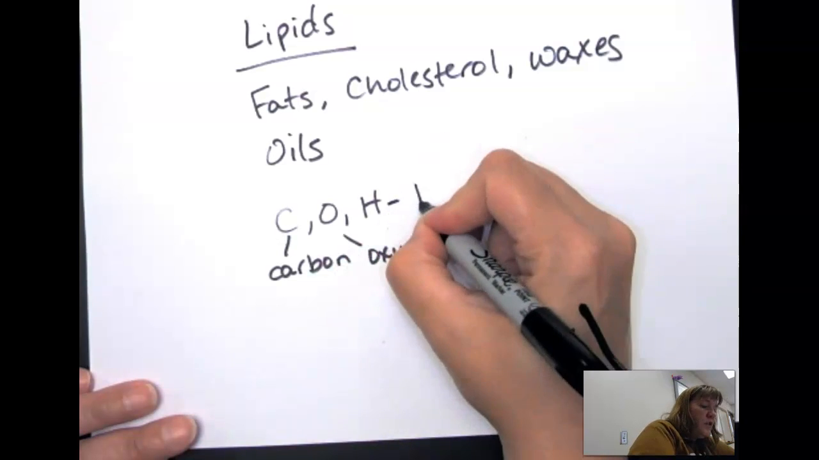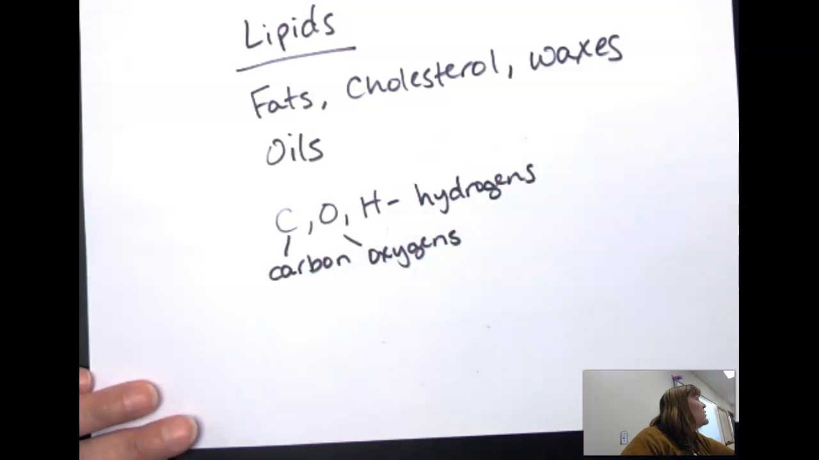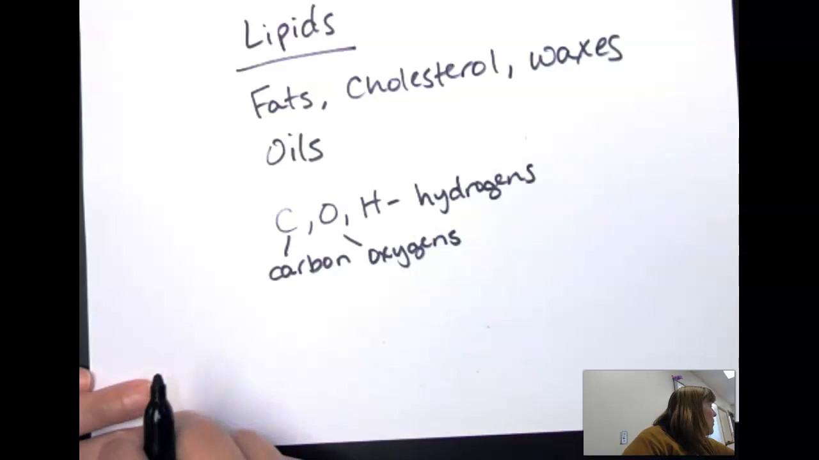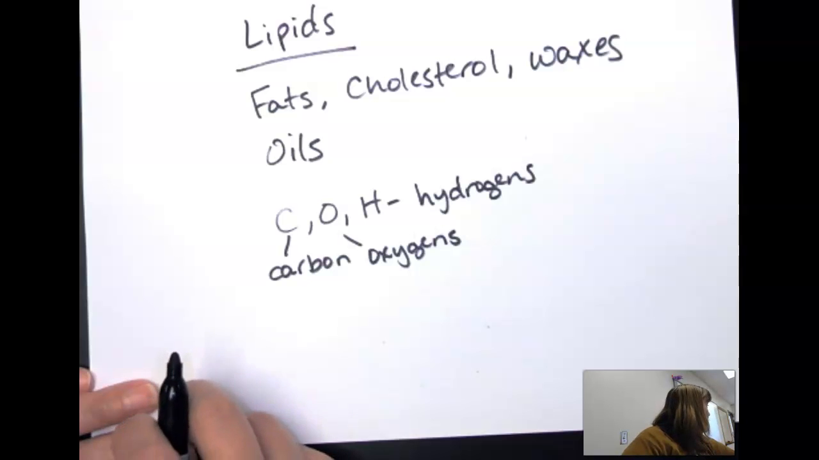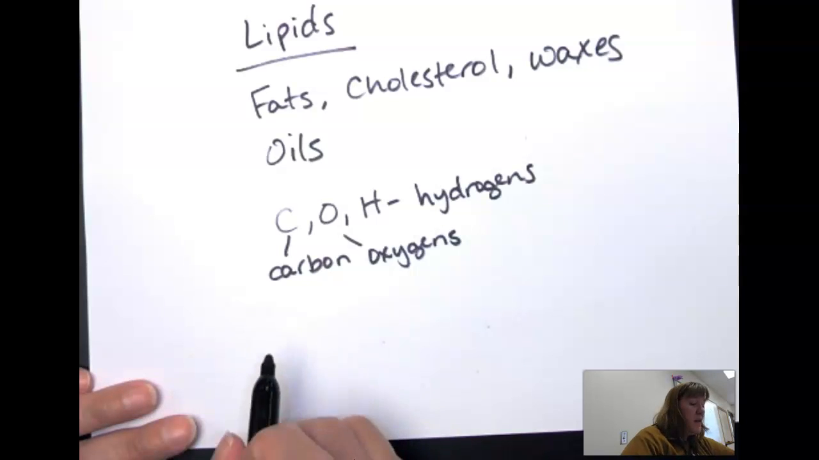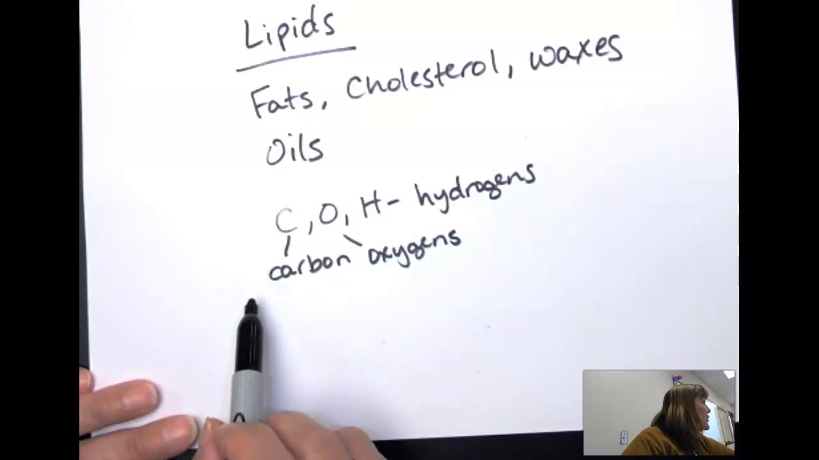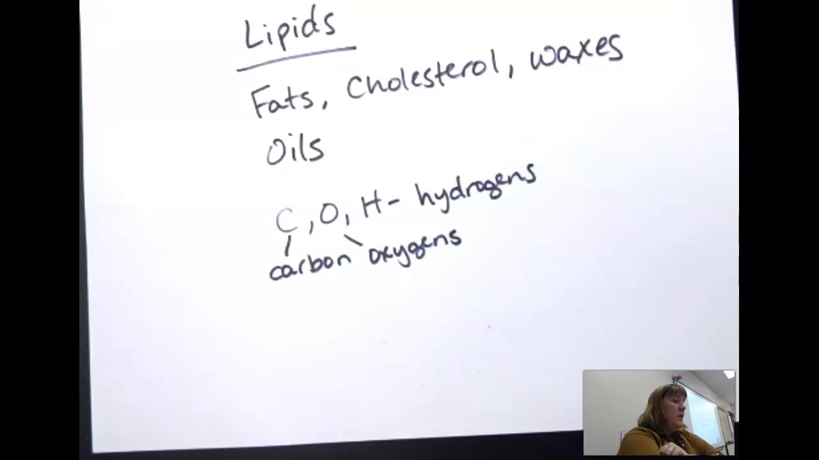oxygens, and hydrogens. So if you were going to run the Iditarod up in the tundra, they pack almost a butter-like substance for their huskies and wolves that pull their sleds. It is a very energy-dense molecule. We make it so that we can use it later, right? And fat can also repel water.